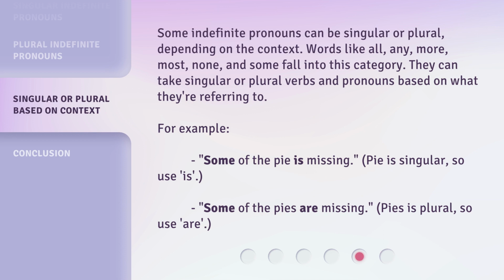For example, some of the pie is missing. Pie is singular, so use is. Some of the pies are missing. Pies is plural, so use are.